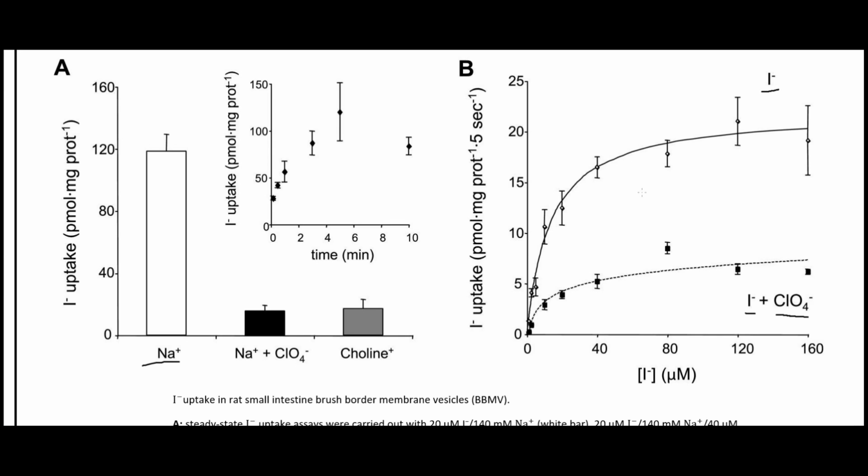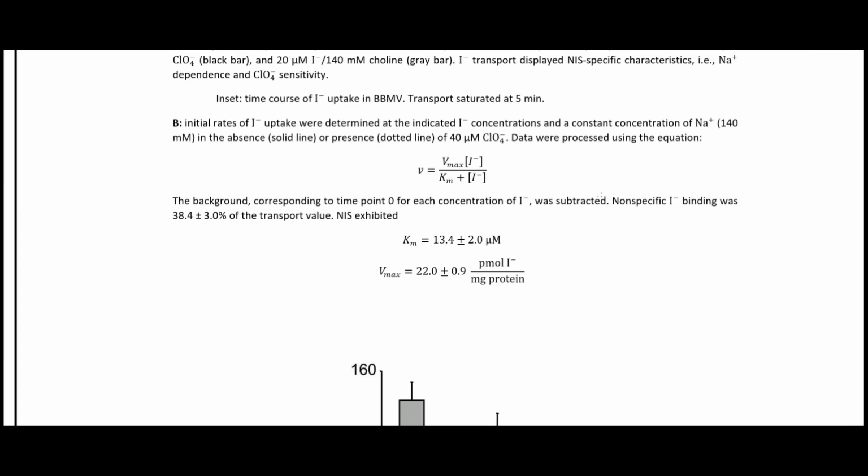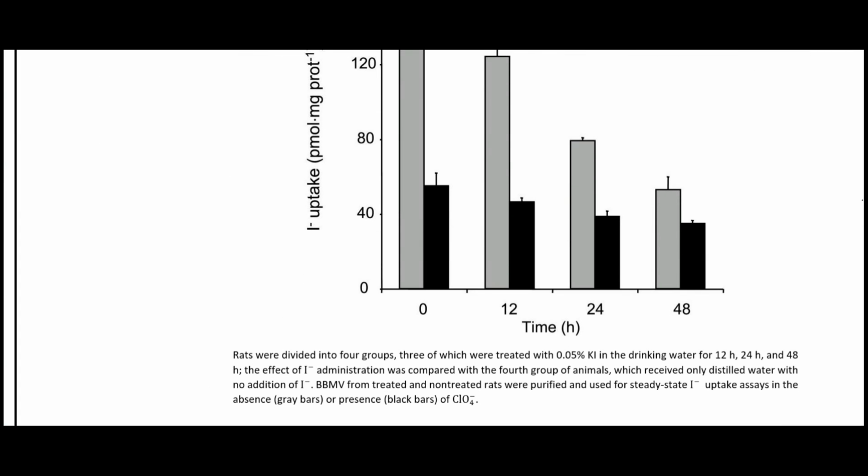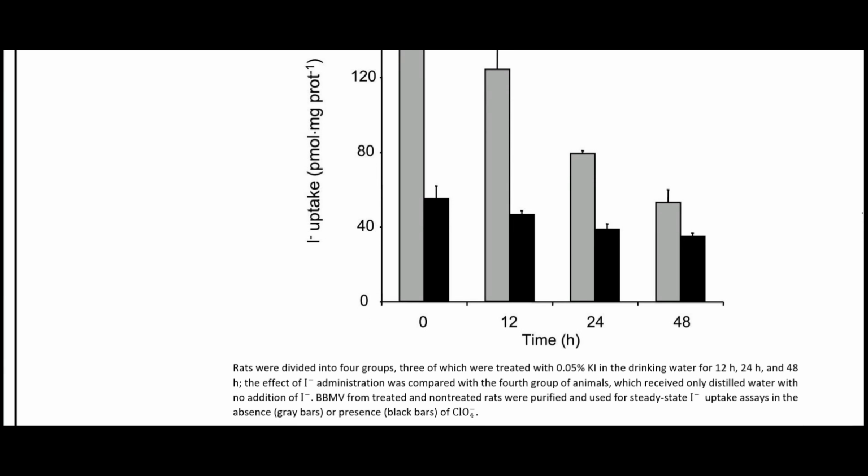So that seems to be inhibiting that. But down here is what I found interesting too. So feeding these mice with iodine enriched water, I believe. Yeah, so the rats were divided into 4 groups. They were treated with this 0.05% potassium iodide in the drinking water for 12, 24, or 48 hours.